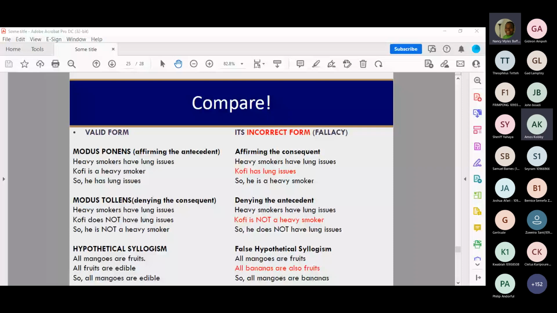Amos, go ahead. Modus ponens. Okay. Go ahead. Kofi will pass, therefore he does study. Very good. That's correct. Kofi has passed. We just take away the negation there in the consequent and bring the consequent first. After the main premise, you go to it because you are doing modus tollens. Tollens brings the consequent first before concluding with the antecedent.